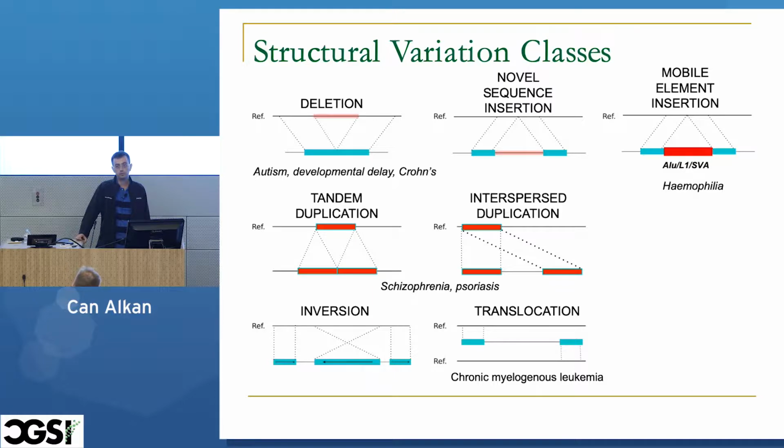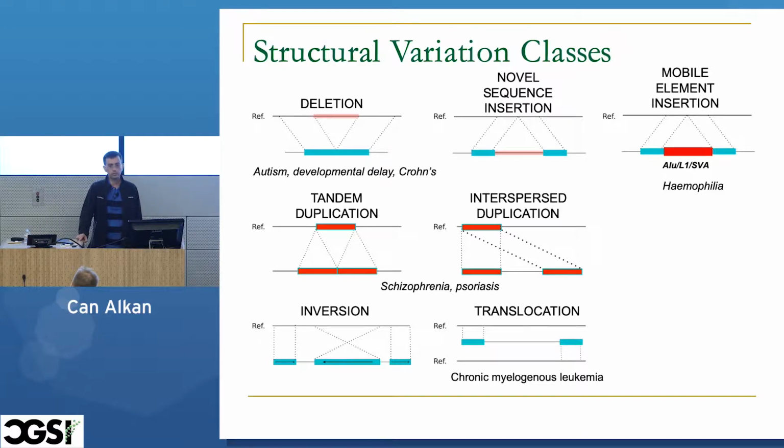So for example, the ALU sequence is about 300 base pairs long, and each human has about 1 million copies of it. And only a handful of them still can copy-paste themselves. And hemophilia has been associated with an ALU insertion. There could be tandem or interspersed duplications. So far, by definition, they have been 1 kb minimum. But again, you can now find smaller events as well. And schizophrenia and psoriasis have been associated with these.